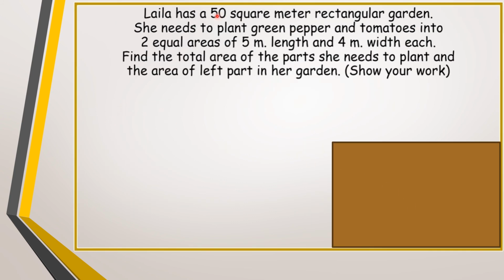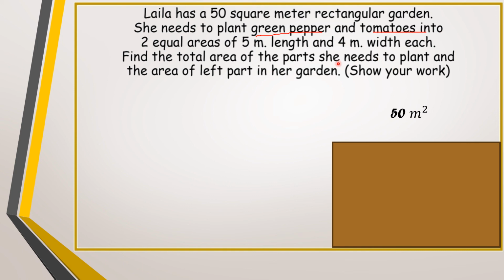Here Layla has a 50 square meter rectangular garden. She needs to plant green pepper and tomato into 2 equal areas, 5 meter length and 4 meter width each. Find the total area of the parts she needs to plant and the area of the left part in her garden. So let's suppose that this is her garden and the area of the garden is 50 meter square. Okay, I want to plant green pepper and tomato, each with an area of 5 meter length and 4 meter width.